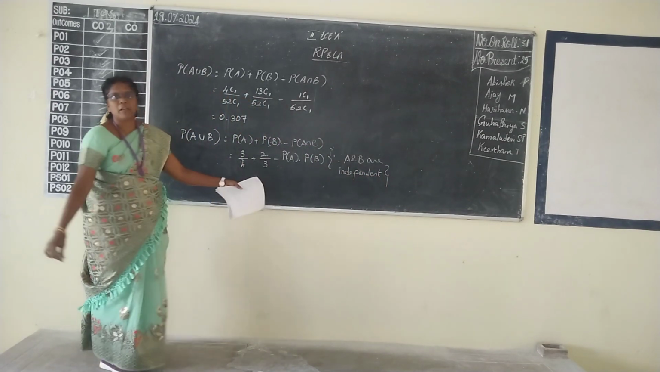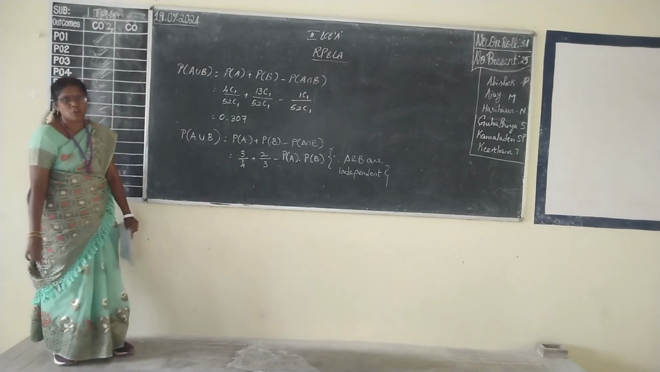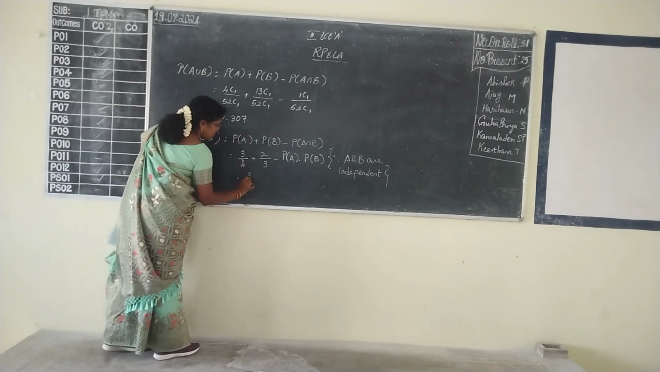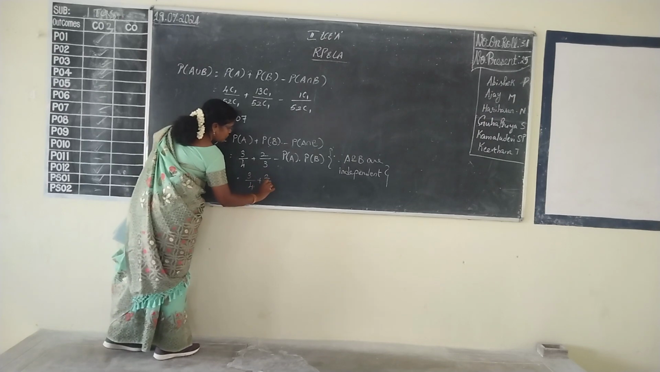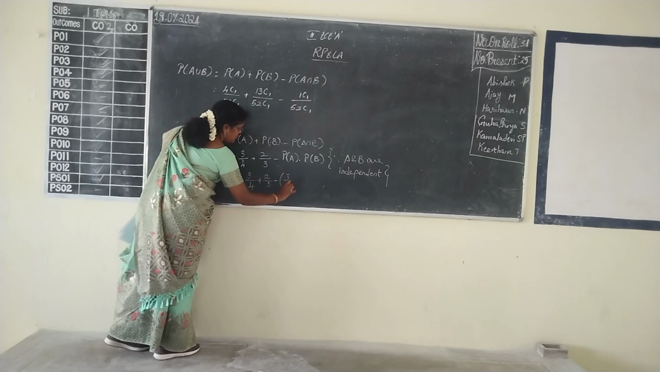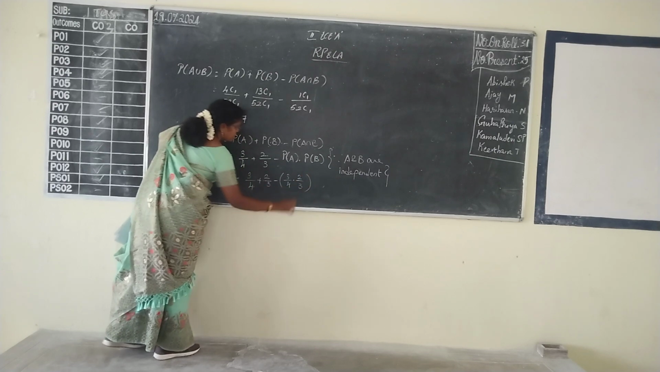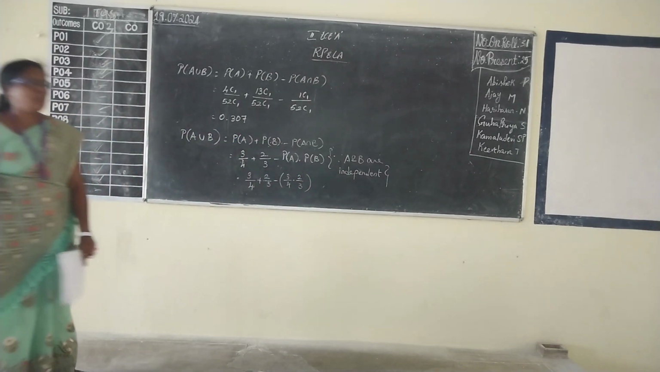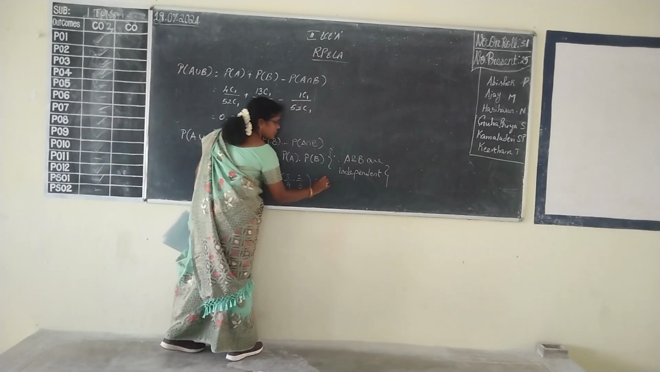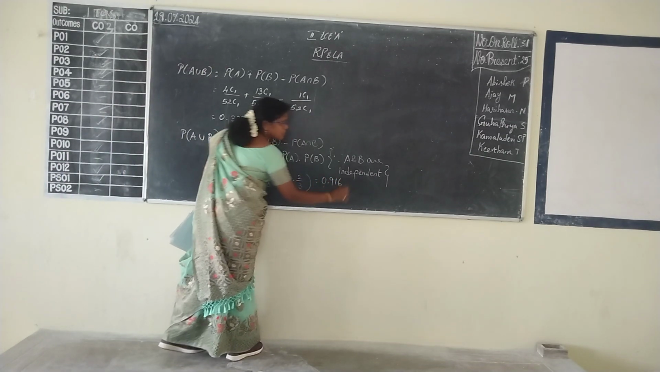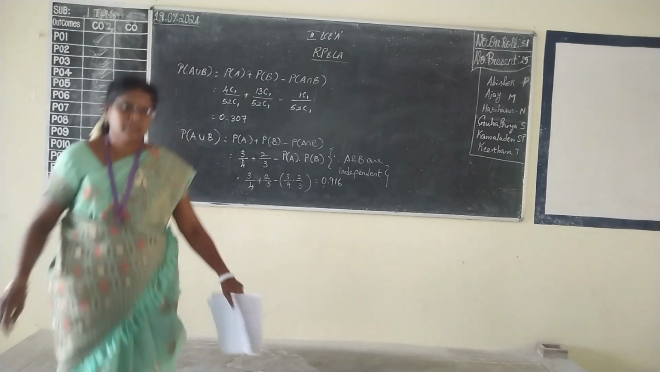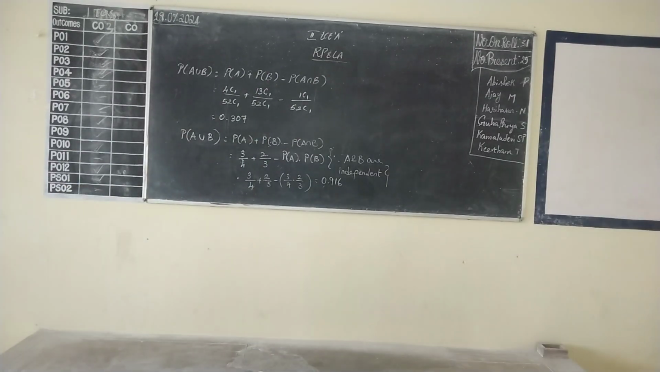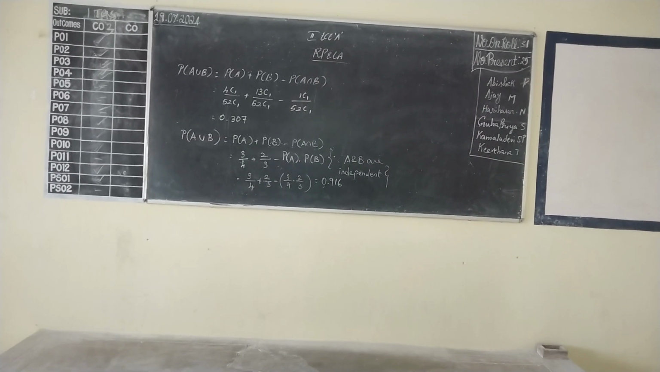To know the P of A and P of B, you can substitute and solve. So we get the final answer: 3 by 4 plus 2 by 3 minus 3 by 4 into 2 by 3. Make use of a calculator. 0.9. Any doubts? Okay, take down the next one.